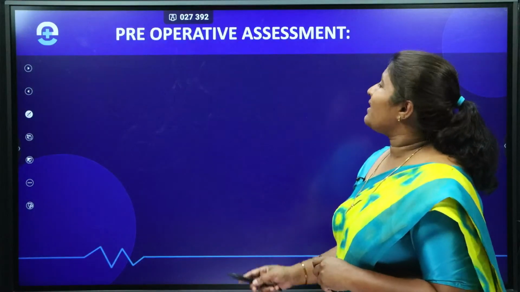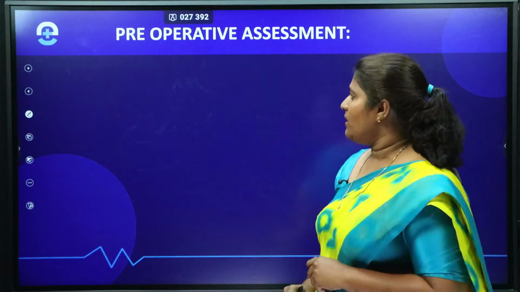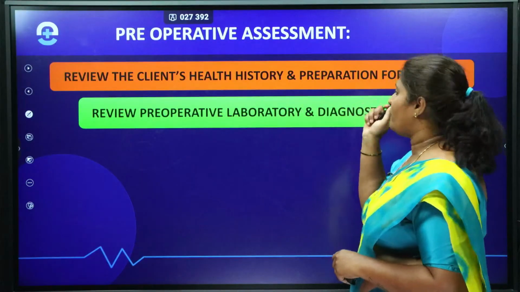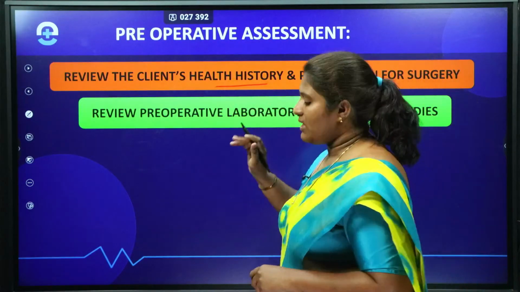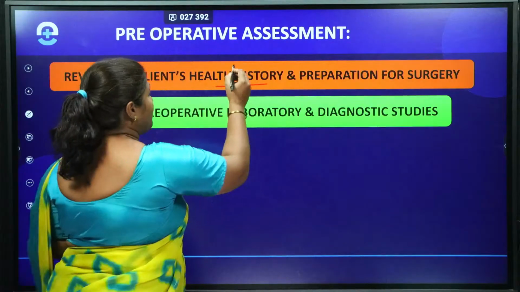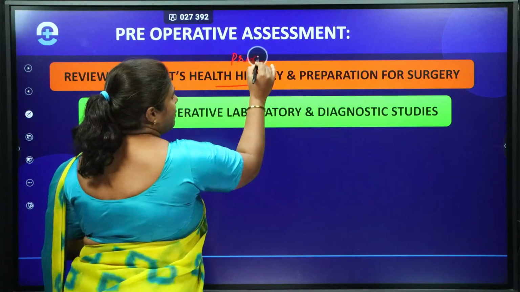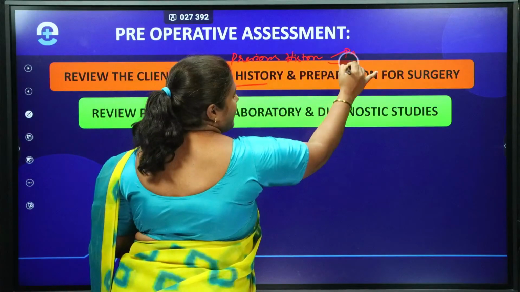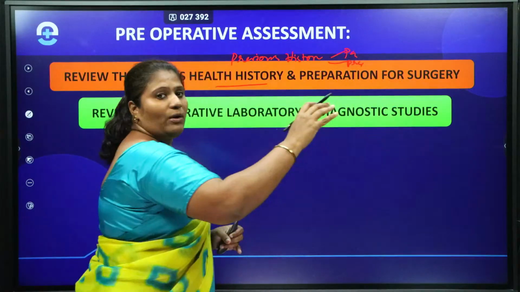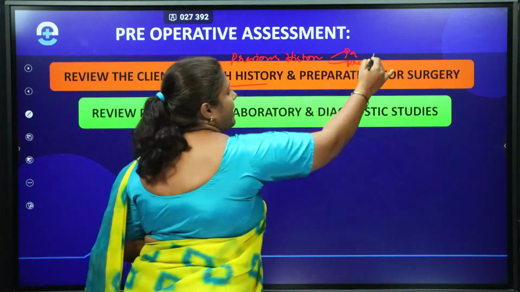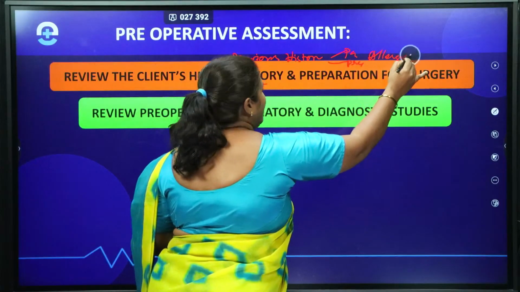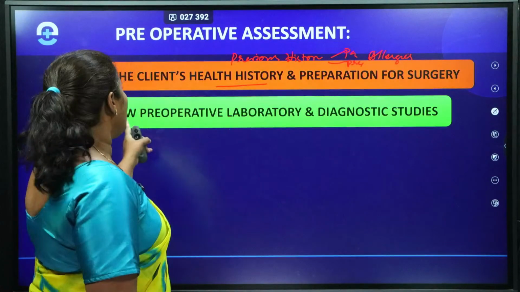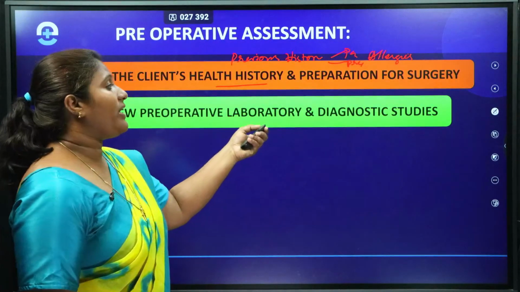So next, what assessments have to be done in preoperative care? The first one is to review the client's health history and preparation for surgery. The health history means you need to ask for previous history collection, past and present, what medications they have, or whether allergies are there, everything you need to check in the review of the client's health history and preparation for surgery. Then review preoperative laboratory and diagnostic studies.